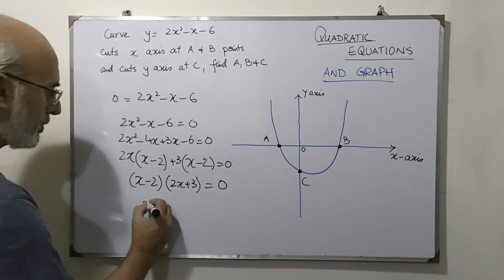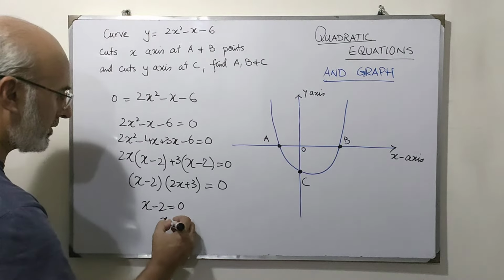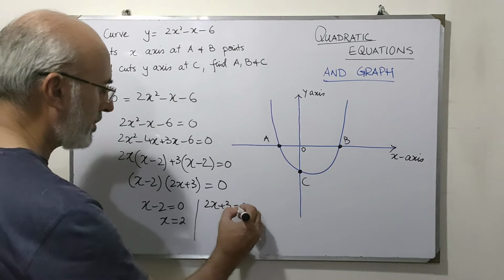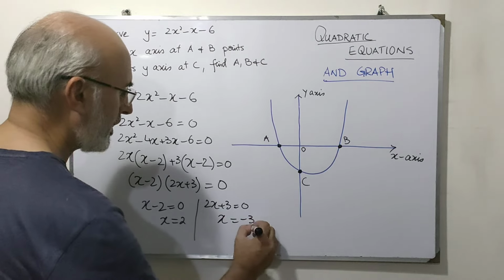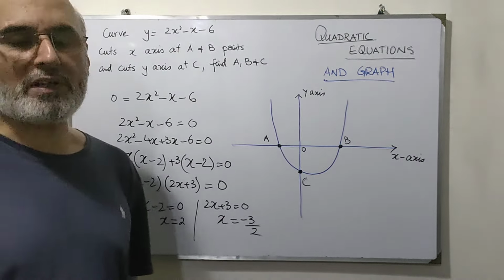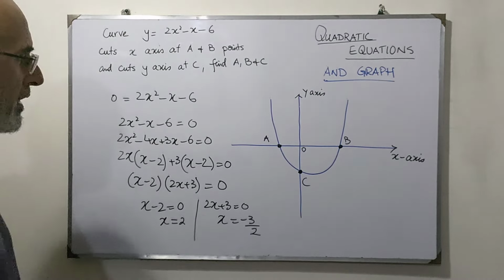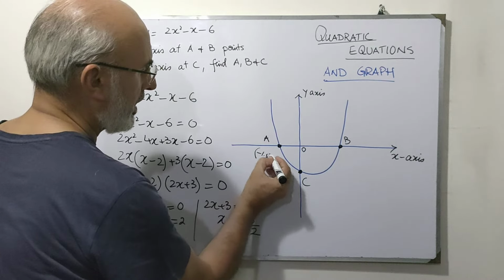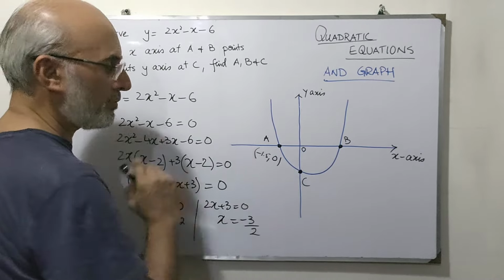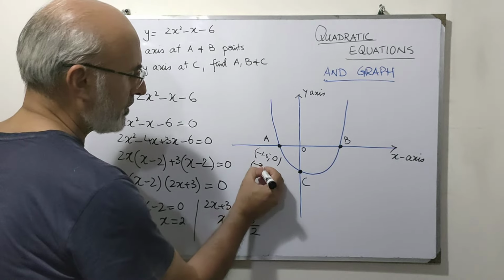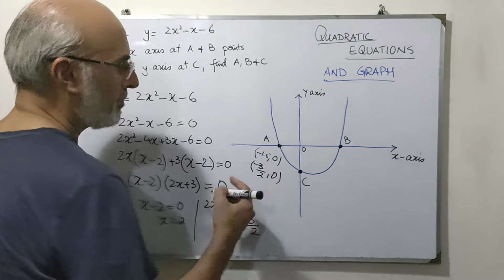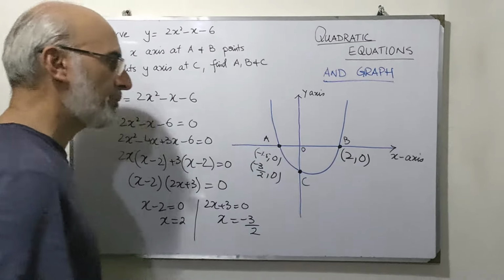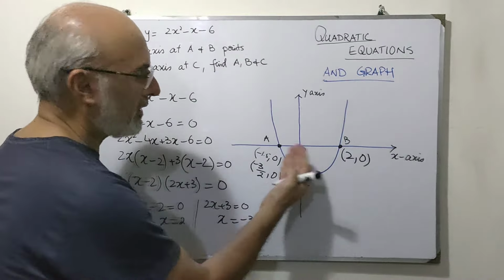So when x minus 2 is equal to 0, we have x is equal to 2, and when 2x plus 3 is equal to 0, we have x is equal to minus 3 over 2, which we can exactly say is minus 1.5, right? So at this point, we have minus 1.5 and 0, y is 0, x is minus 1.5, or you can say minus 3 over 2, 0, whatever way you want to write, and then 2 and 0. Okay? So it is obvious, this is the positive side, this is the negative side.